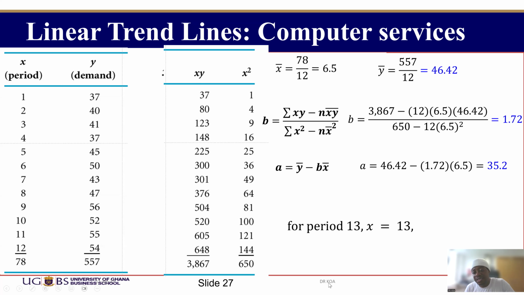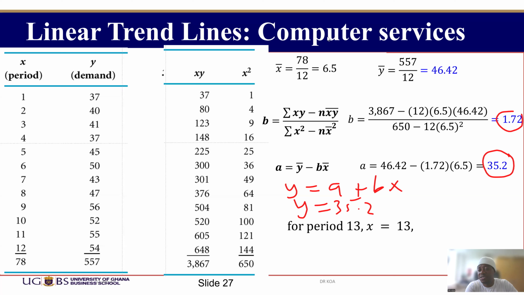Ladies and gentlemen, now that you've gotten this, you need to write the equation all over again. Okay, remember, the equation is supposed to be y equals A plus bx. Now, if the b is minus, if any of them is minus, you indicate. Now, what is the value of A? It's 35.2. So you're going to have y equals 35.2. What about b? We find the b to be 1.72. So you do plus 1.72x. And that becomes your equation. Okay.